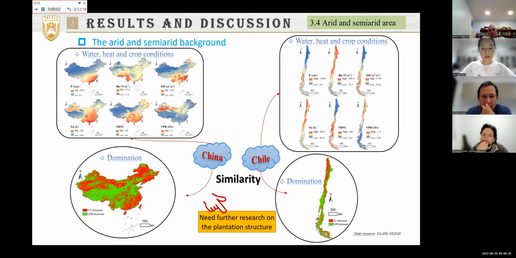There are many similarities in climate between China and Chile. So next, we would like to figure out the difference and the similarity between the aerial and semi-aerial plantation structure and the carbon water coupling mechanism.